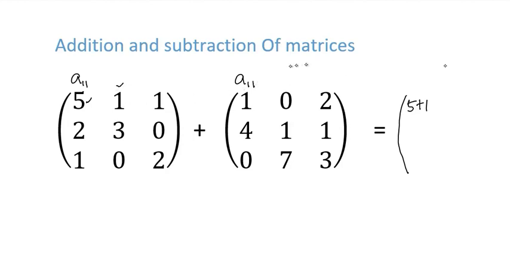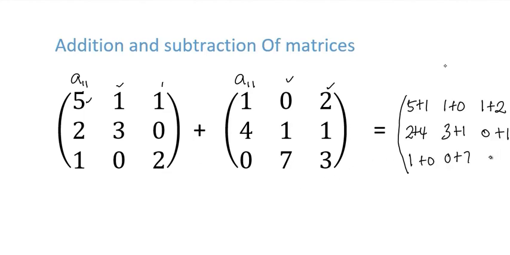Here, first row, second column, first row, second column. We have 1 plus 0. Here we have first row, third column. We have 1 plus 2. We come to this place, so we can now have 2 plus 4, 3 plus 1, 0 plus 7, and 2 plus 3.